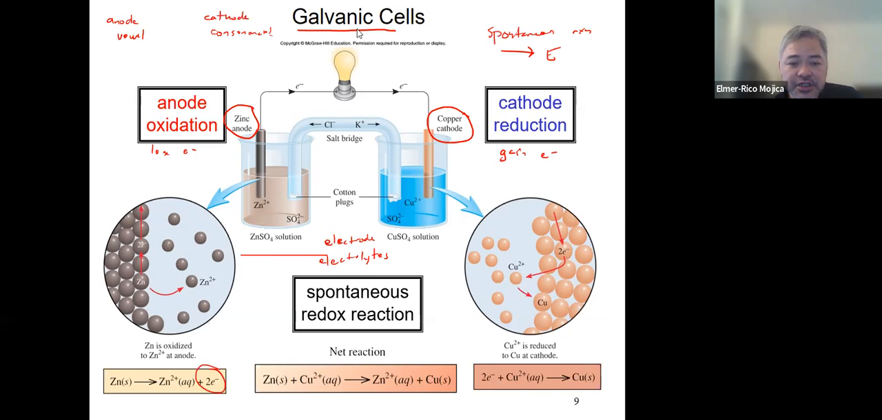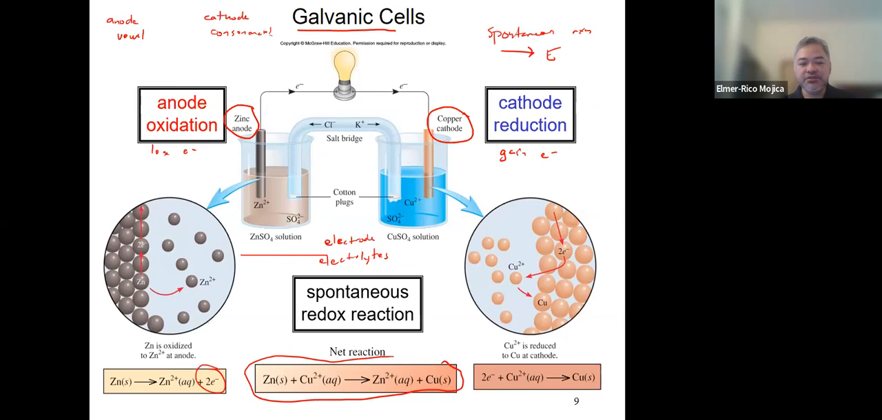Okay, so the question that you can ask now is, how did you know, professor, that this is the anode and this is the cathode? There's a systematic way of determining which is the anode and which is the cathode. Okay, and you will learn about it before the end of class. Now what can we say here? Whatever happens in the anode and whatever happens in the cathode, when we add them together, you have the so-called net reaction.